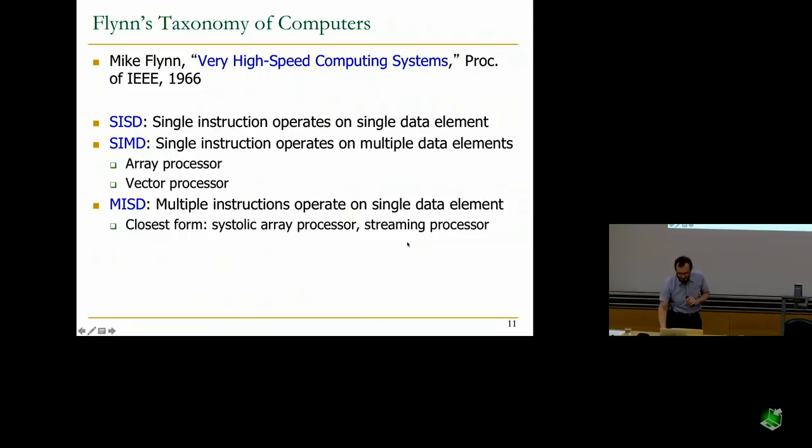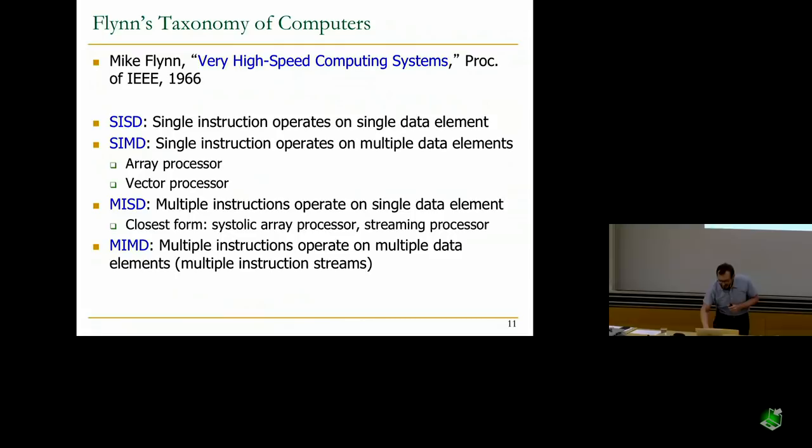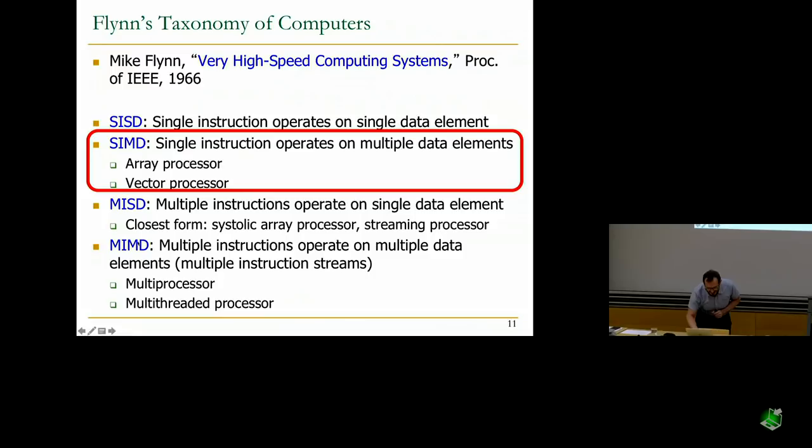And the last part of the taxonomy is multiple instructions operating on multiple data elements. We've seen an example of this also, multi-threaded processors. Essentially, now you have multiple different instruction streams, and they're all operating on different data elements. As a result, you have essentially a multiprocessor or multi-threaded processor. So this is the taxonomy. And we've already seen the SISD part and the MIMD part. Now we're going to look at the SIMD part. In a later lecture, we're going to look at MISD, if you will. OK, let's do the SIMD part.